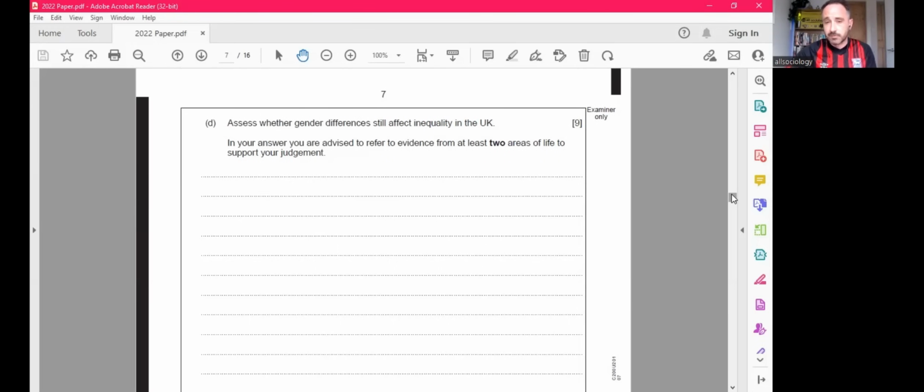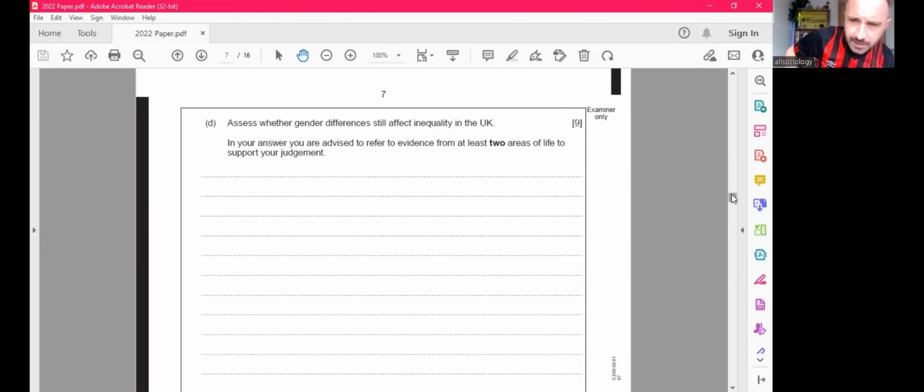In your answer, it's advised to refer to evidence from at least 2 areas of life. Just do 2. Again, follow the same structure: introduction, paragraph 1 on one thing, paragraph 2 on another thing, and a conclusion. In your paragraphs, throw in your evaluation, put your criticisms in, and that will get you very close towards 9 out of 9. So what would I write for this one?